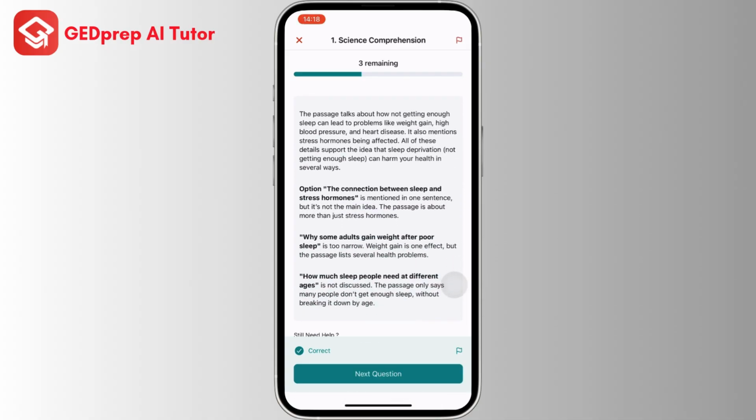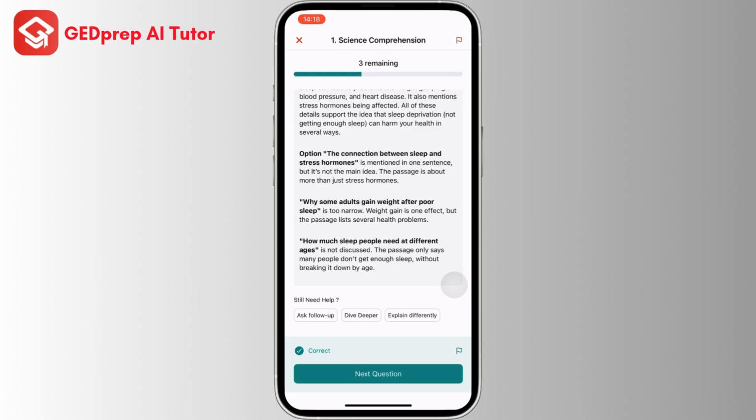Explanation. The main idea is that not getting enough sleep can seriously affect your health. The passage lists several problems, like weight gain, high blood pressure, and heart disease, and explains that these may be linked to increased stress hormones. All of this supports one central point. Sleep deprivation has wide effects on overall health. The other options are either too narrow or not mentioned in the passage.